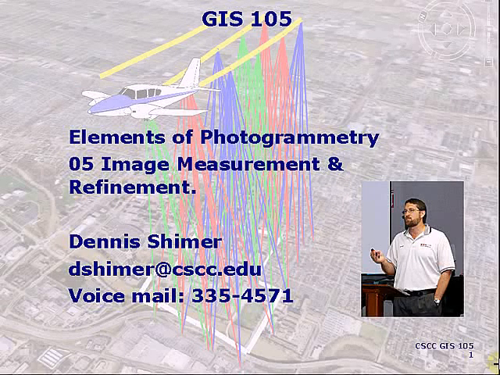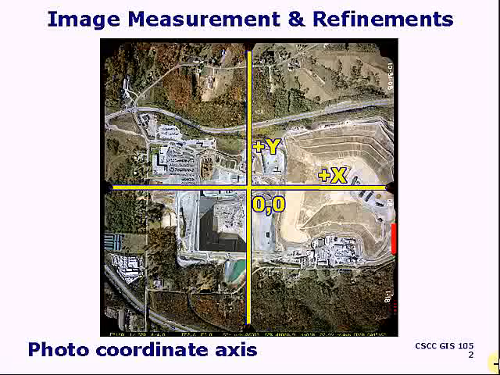Elements of Photogrammetry, Lecture 5, Image Measurement and Refinement. As we move ahead in photogrammetry, starting to get more into the technical end of things, understanding how things are done, the kind of precisions that we can expect, we need to understand first and foremost that all photogrammetry is going to come down to measurement in an image coordinate system.